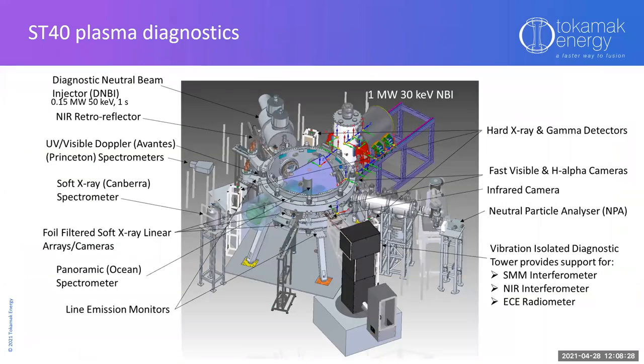We have a set of diagnostics around ST40. Here you see that we have a diagnostic neutral beam injector for the measurement of the ion temperature. We have UV-visible Doppler spectrometers. We have soft X-ray spectrometers. We have soft X-ray linear arrays and cameras for tomography. We have more spectrometers, line emission monitors. We have measurements of hard X-ray and gamma detectors. We have fast visible and edge alpha cameras, infrared cameras. We have an NPA, neutral particle analyzer. And we also have some diagnostics which are isolated for vibration, and we have an interferometer and radiometer.